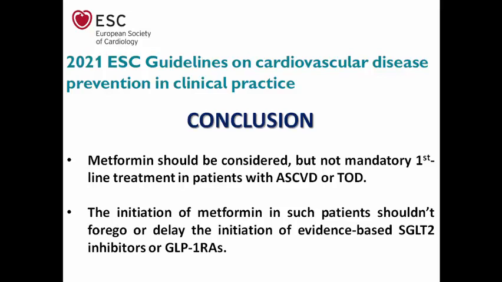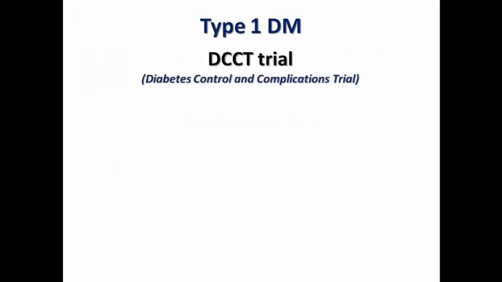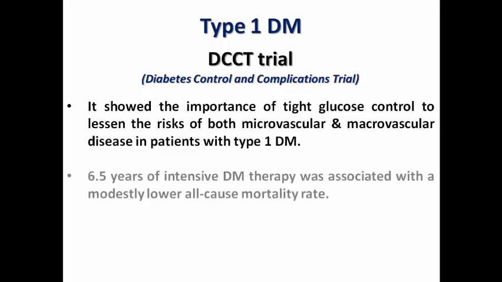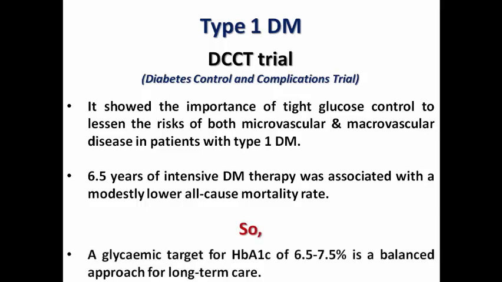So it depends on the clinical assessment, on the risk profile of the patient and the comorbidities to decide which one to choose. What to do in patients with type 1 diabetes? The Diabetes Control and Complications Trial showed the importance of tight glucose control since the early diagnosis of this disease to reduce the risk of both microvascular and macrovascular complications, and 6.5 years of intensive diabetes control was associated with lower all-cause mortality. So glycemic target is still nearly the same in type 1 diabetes, about 6.5 to 7.5, so we can also use an approach of less than 7% for long-term glycemic control.